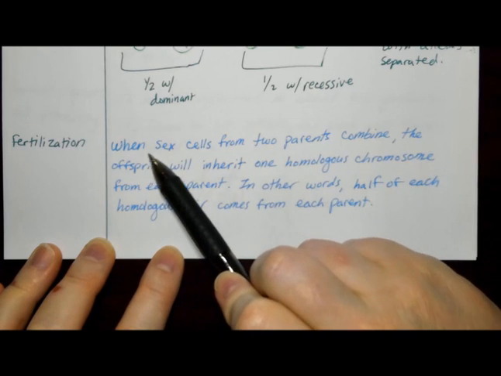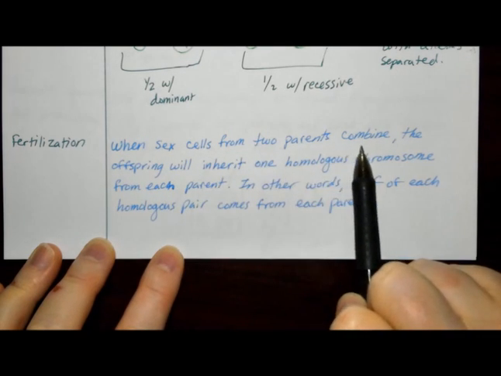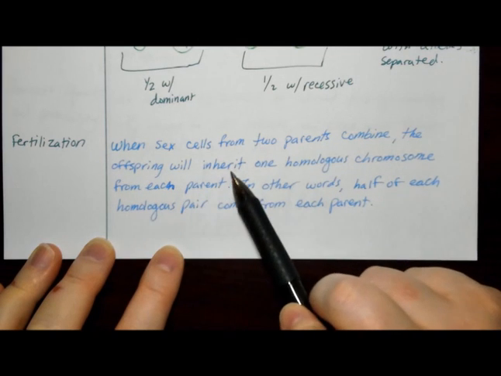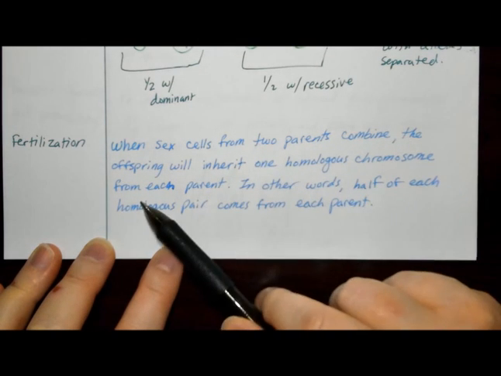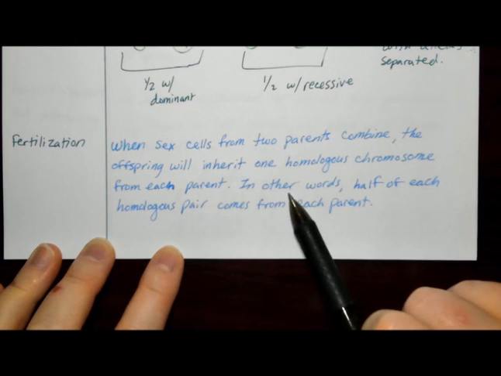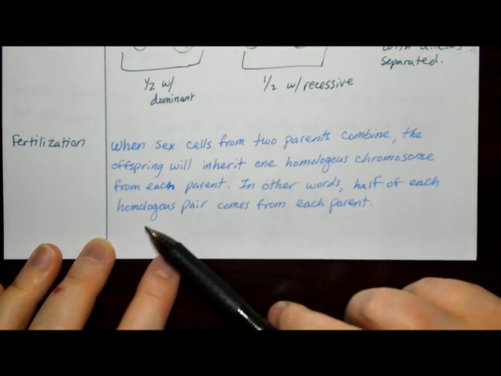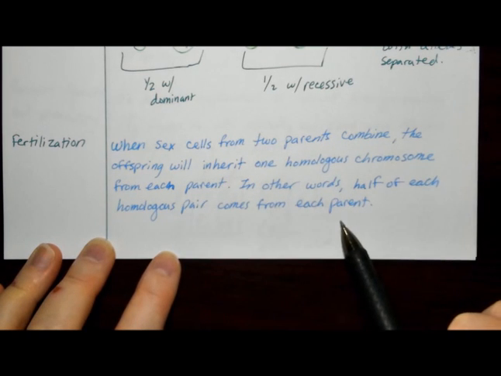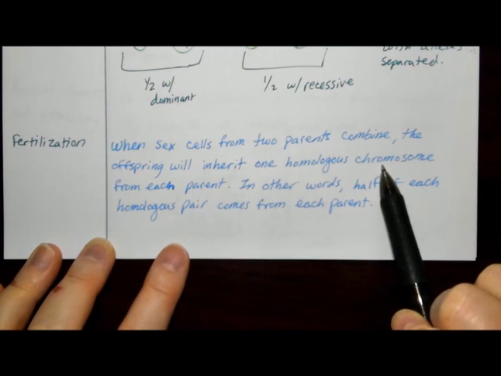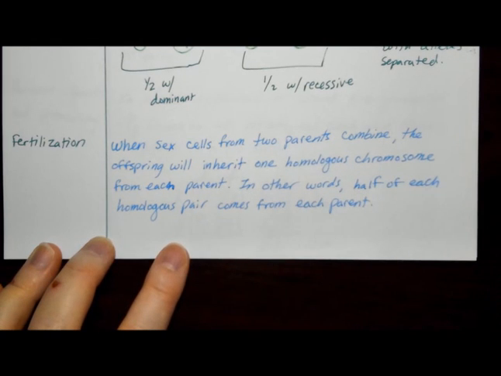Fertilization occurs when sex cells from 2 parents combine. The offspring will inherit one homologous chromosome from each parent. In other words, half of each homologous pair comes from each parent. So a homologous chromosome means 2 chromosomes of the same type. It doesn't necessarily have the same exact information on them. It doesn't have to have the same alleles, but it still has to be the same type of chromosome.